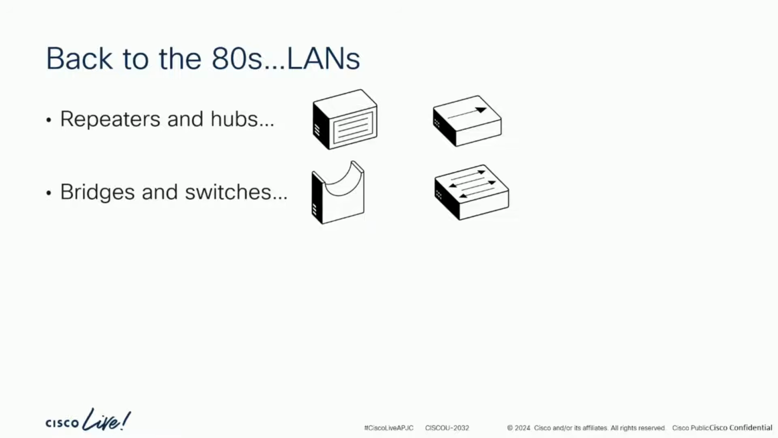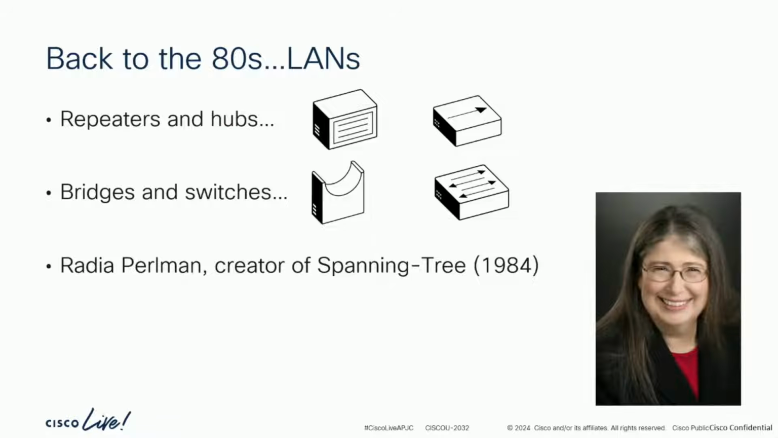So they reached out to a very clever, amazing lady in the early 80s. Anyone know what her name is? She's the inventor, the creator of spanning tree. No? Radia Perlman. She comes up with a very elegant, very simple solution to the problem, calls it spanning tree. We're talking about 1984 at this point.